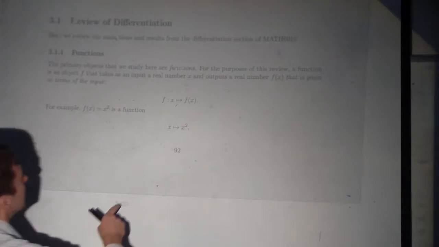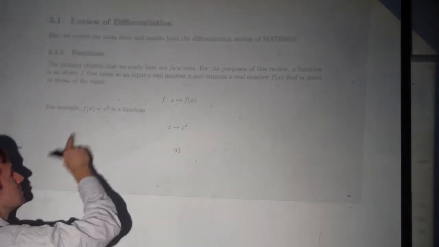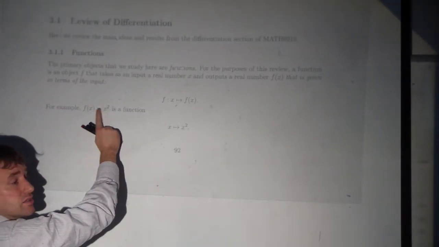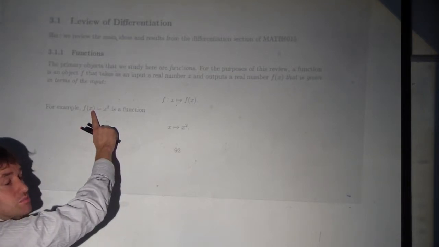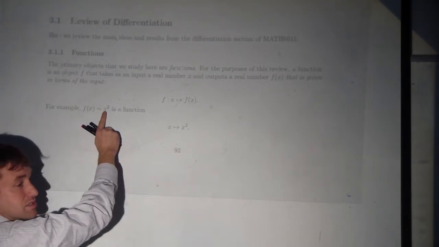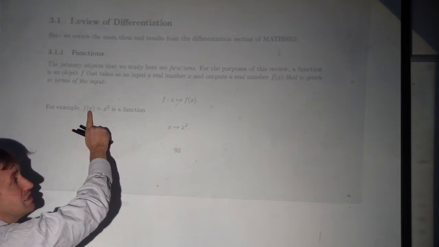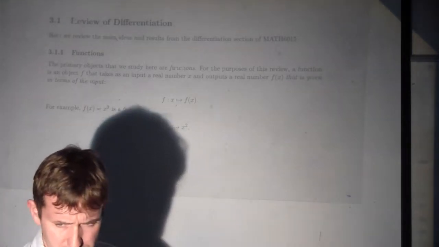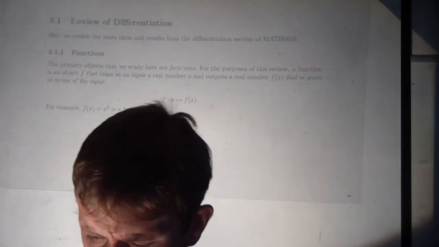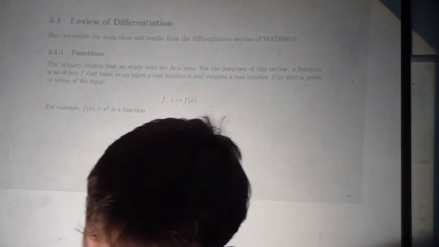So for example, f of x equal to x squared. You input a number, you substitute it in, and it spits out the square of that number. So for example, 3 in, 9 out. Now, pretty much everything in MATH6040, your maths from last semester, was studying such functions, number in, number out.